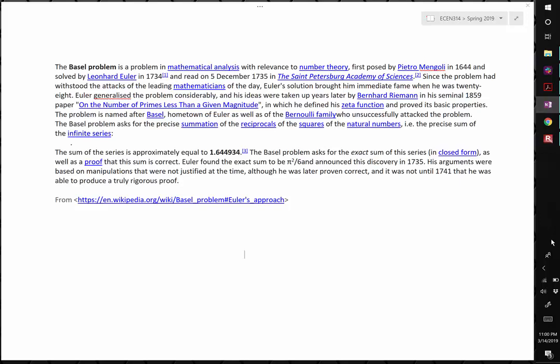This problem was first posed in 1644 by Pietro Mengoli, and take a minute, pause this video and read a description about the history of this problem, which I incidentally took from Wikipedia. The problem essentially asks to find the exact value of the infinite series summation 1 over k squared, summed from k going from 1 to infinity, which is 1 over 1 squared plus 1 over 2 squared plus 1 over 3 squared, so on and so forth.